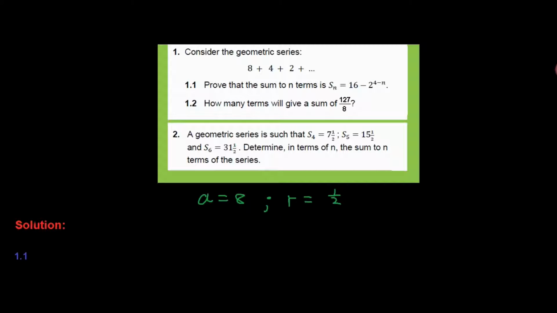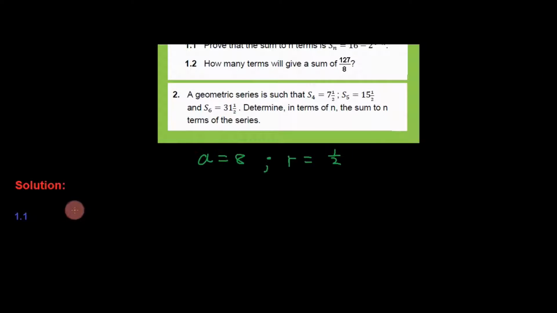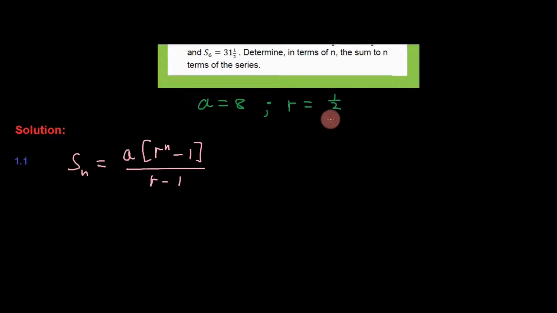And we're going to use the sum formula. So S sub n equals a into r to the n minus 1, all over r minus 1. We plug in a and r. So a is equal to 8, r is a half. This is all over r minus 1, so a half minus 1, which is negative a half.